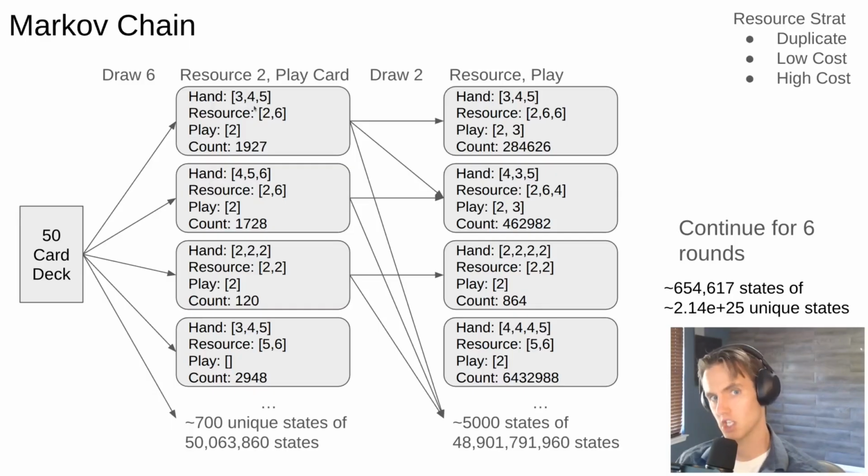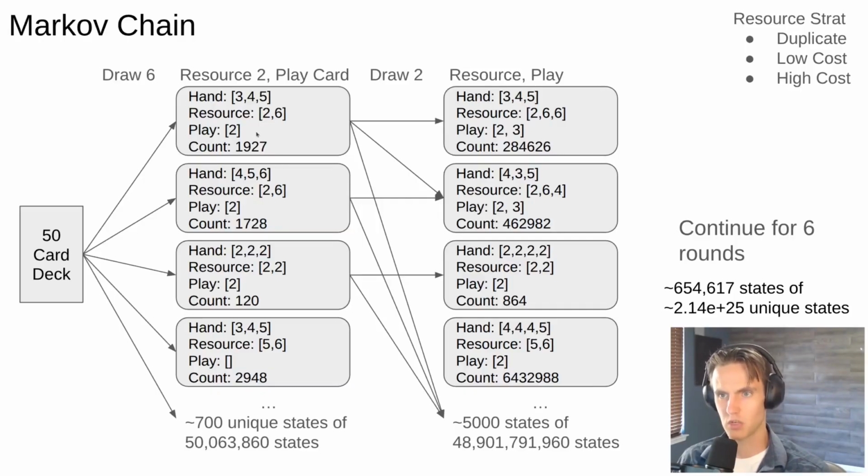There are many ways to reach that state. All of these numbers are made up, I'm just using them for example purposes. I'm sure there's more than this many ways to get that state, but I'm saying there are 1,927 ways to reach the state 2, 3, 4, 5, 6. Once I have all of these unique states, for a 50 card deck there's usually roughly 700 unique states to start out with, and that equates to about 50 million total states.